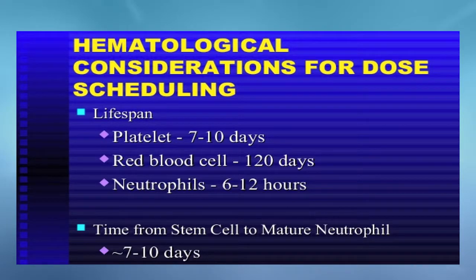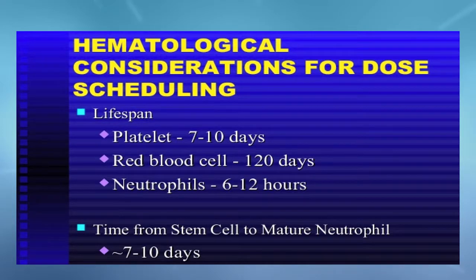In the hematological group, it depends on the life cycle of the cells. Platelet age is usually from 7 to 10 days, so you expect to see thrombocytopenia within 7 days of the chemotherapy. The life cycle of red blood cells is 120 days, so you don't commonly see it with chemotherapy because red blood cells have a long life cycle.